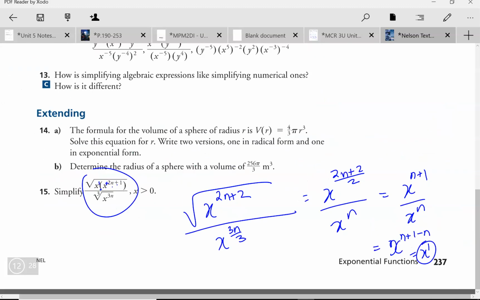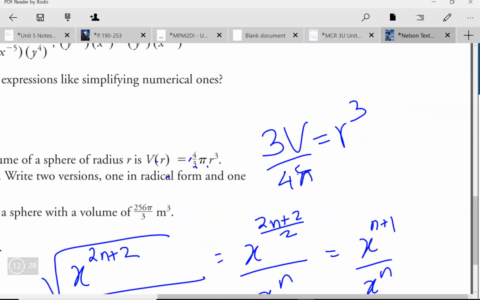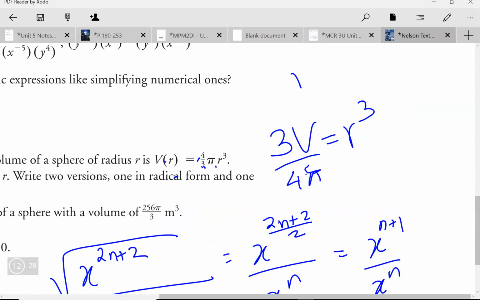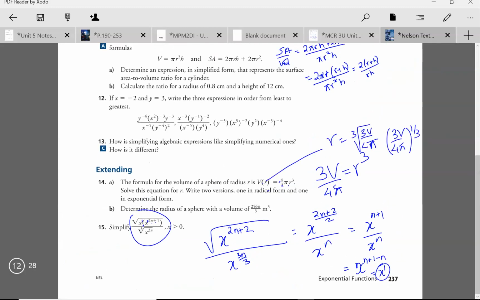And hopefully solving for r, we can see that 3v over 4 pi equals r cubed. I just multiplied both sides by 3, divided both sides by 4, divided both sides by pi, and now I'm going to take the cube root of this. So I can either write r equals the cube root of 3v over 4 pi, or I can write 3v over 4 pi to the power of 1 over 3. Both of those mean the cube root of it, so that's the same thing. Yeah, so that wasn't too bad.